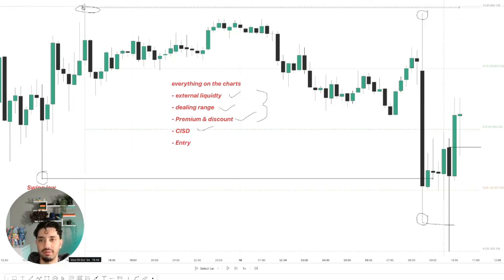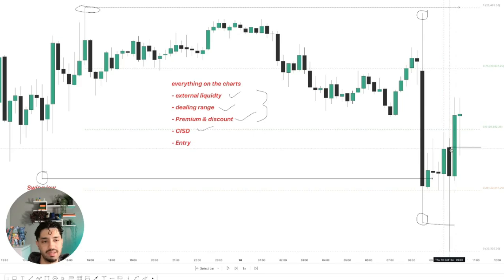So this is the dealing range high, this is the dealing range low, and this is our external low, and this is our external high. And then we look at premium and discount. So the highest high, and then the lowest low. And then we look at closures above and below these levels. And then once we see this, we wait for a change in the state of delivery.